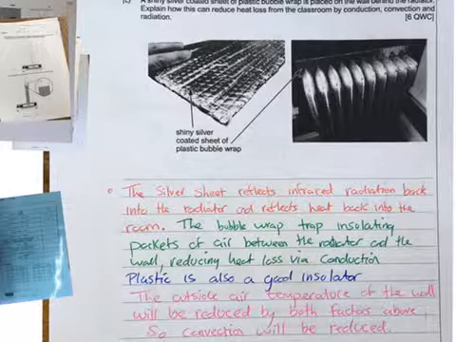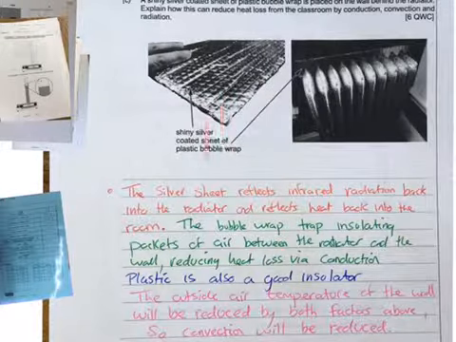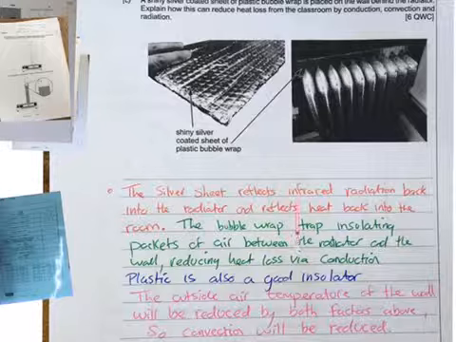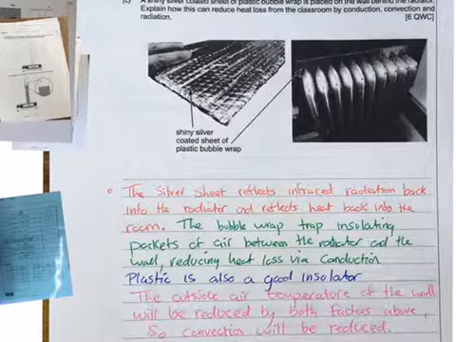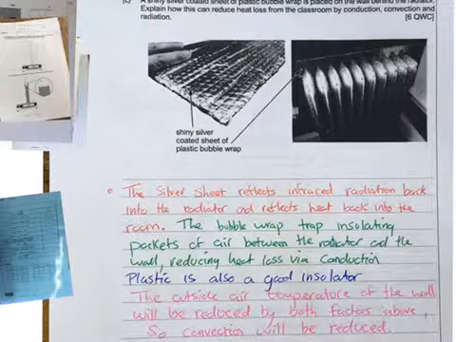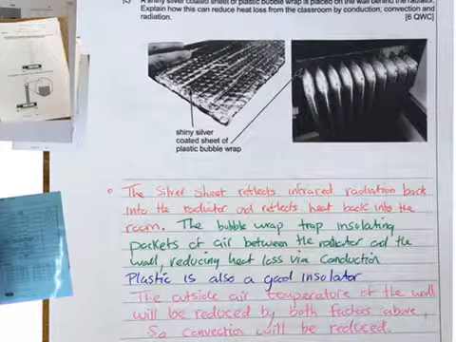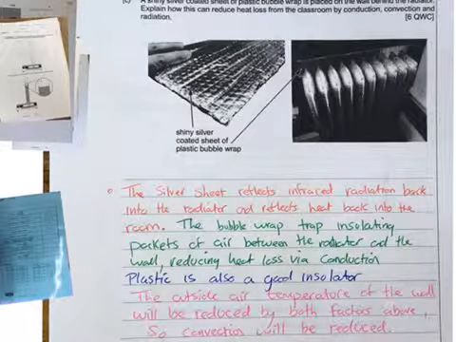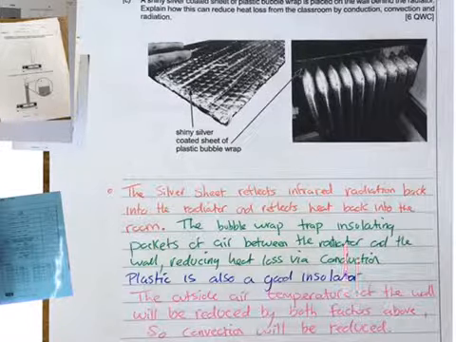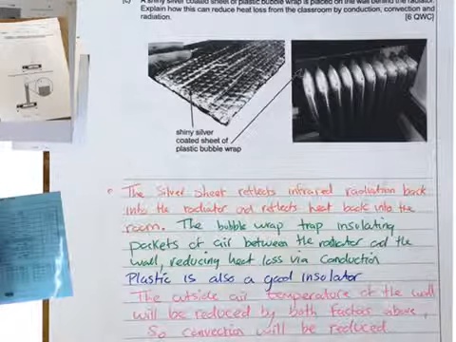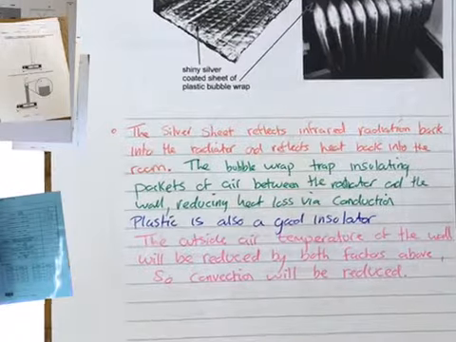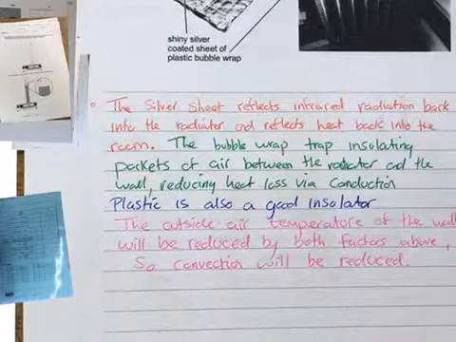The fact that it's sort of padded and packed like that, it's got the ability to trap pockets of warm air from the radiator, which is going to reduce heat loss via conduction, because if there's warm air there, it's already been warmed, so it doesn't need to be warmed via conduction anymore. So it's going to reduce that conduction. I've said plastic is also a good insulator, which it is.